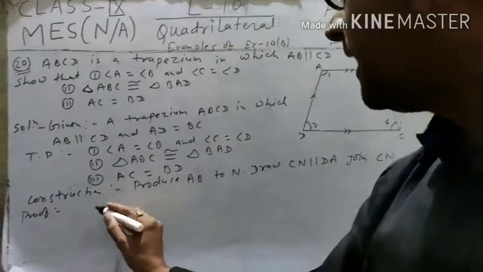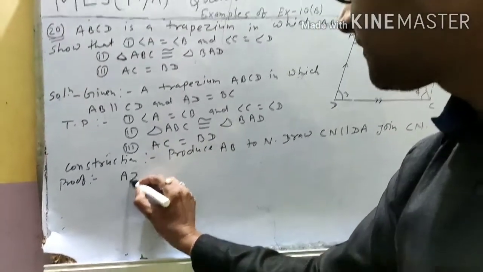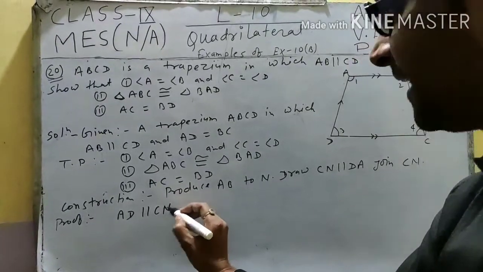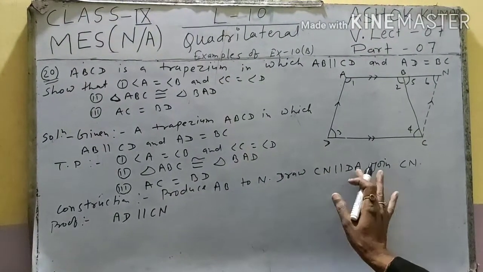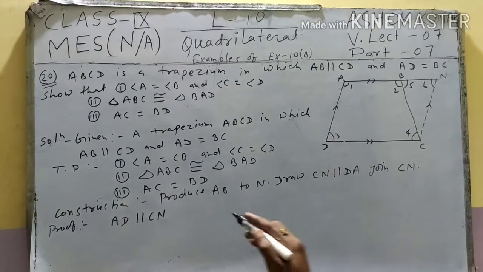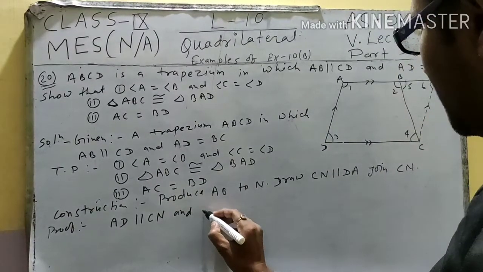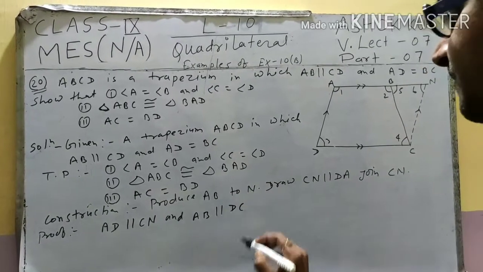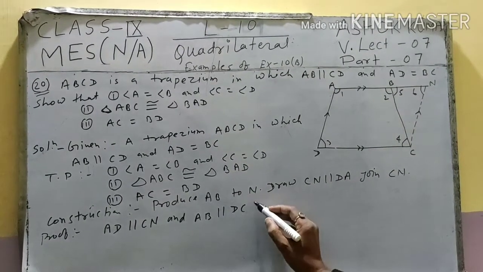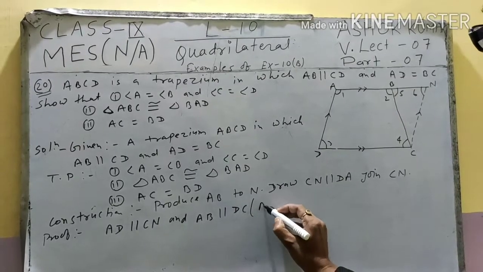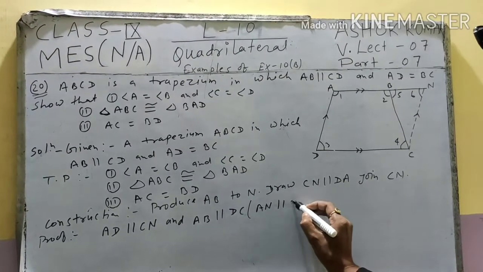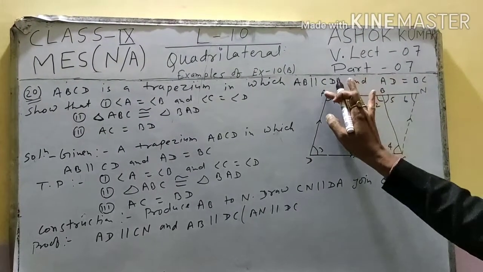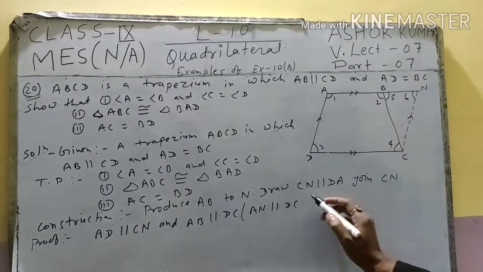Okay, student. So here write down AD is parallel to CN by construction, and AB is parallel to DC. It means we can write here AN is also parallel to DC because AB is produced to N point. So we can write here AN is parallel to DC.